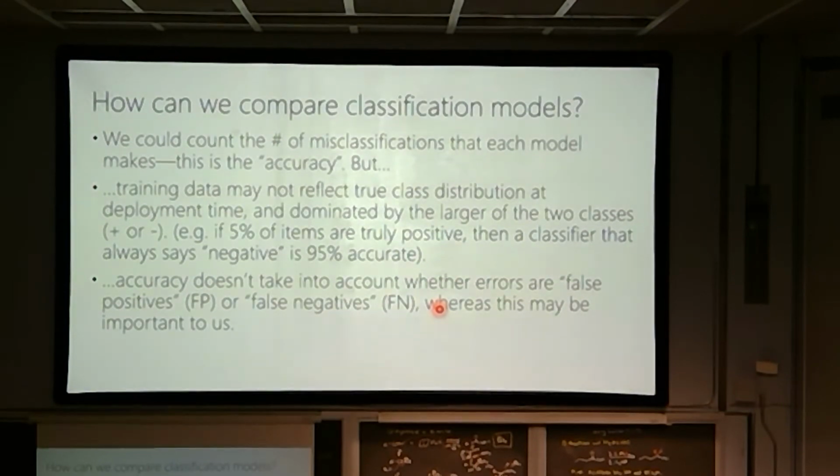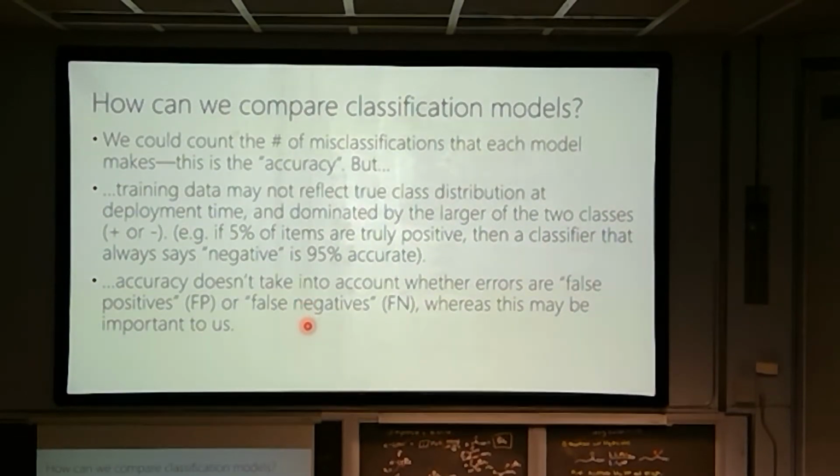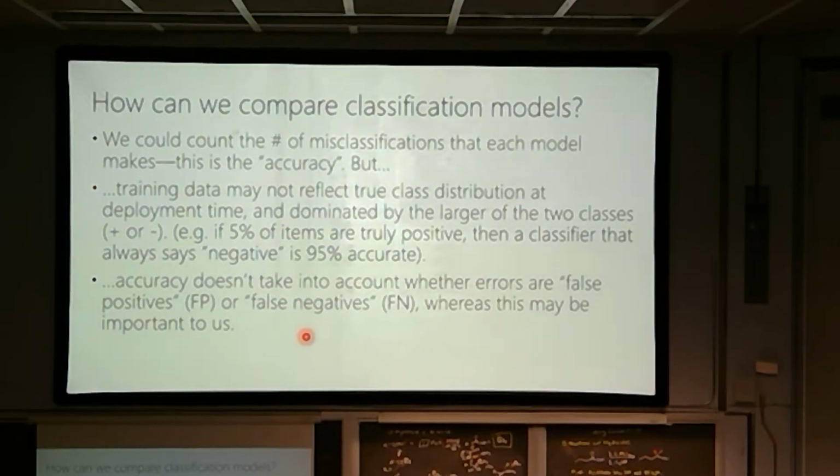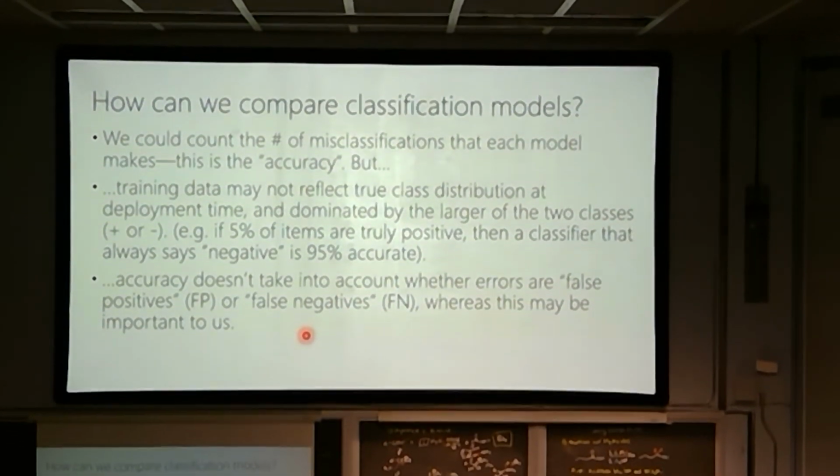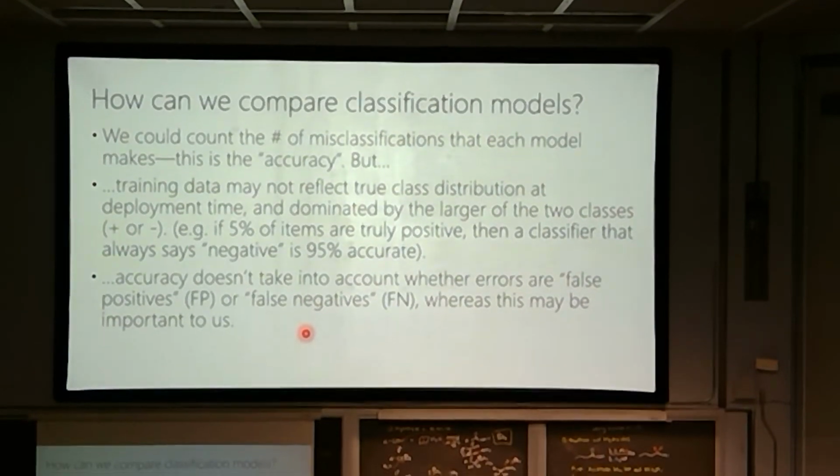And so also the accuracy doesn't really take into account whether the errors are false positives or false negatives, and that might actually be important. You might care about the different kinds of errors. And we just made a hard encoding of the label we want. That's, for example, one of them.